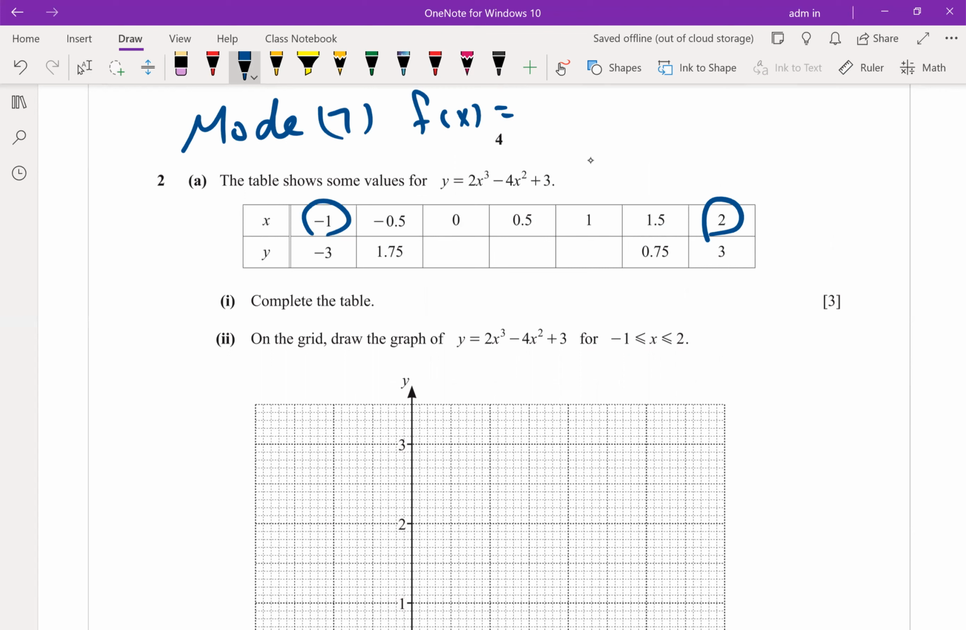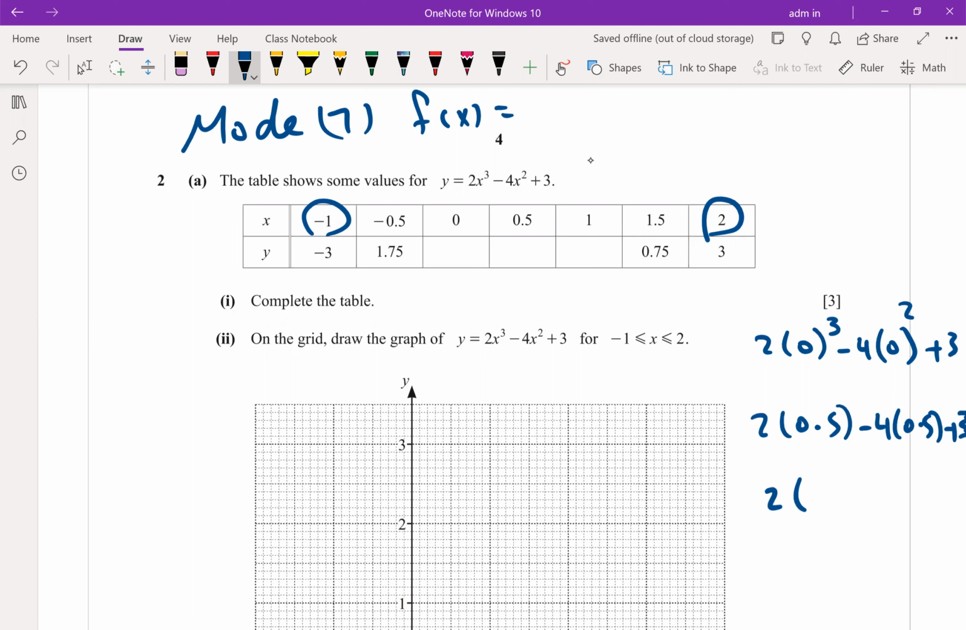Or substitute one by one. From bracket 0 to the power of 3 minus 4 bracket 0 power 2 plus 3. Get the answer. Repeat it again with 0.5: 2 times 0.5 cubed minus 4 times 0.5 squared plus 3. Repeat it again. Substitute by 1: 1 cubed minus 4 times 1 squared plus 3. Yalla, please give me the values in the table.